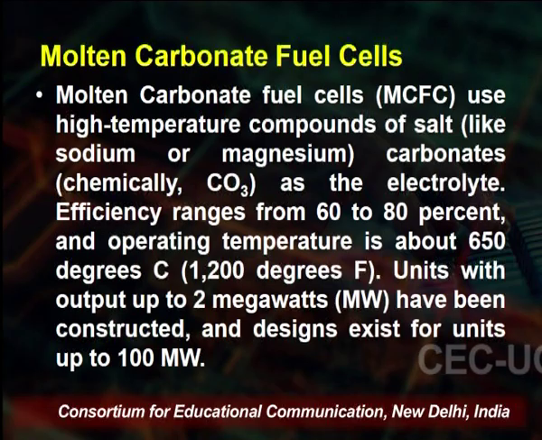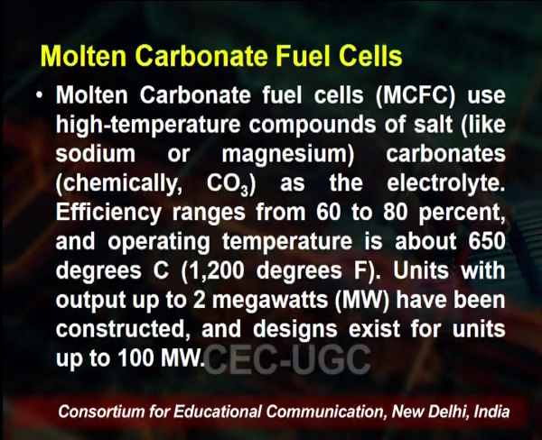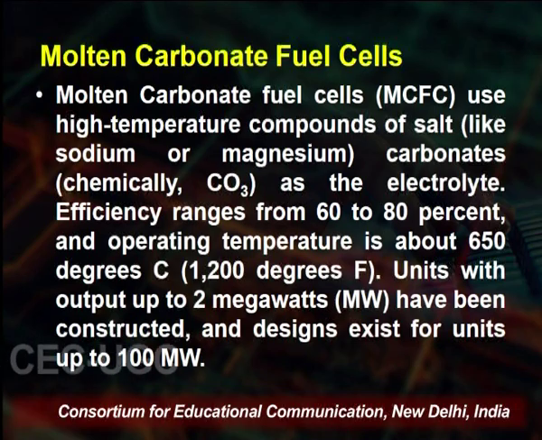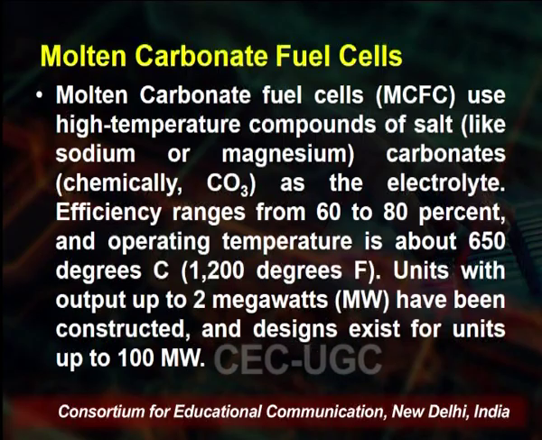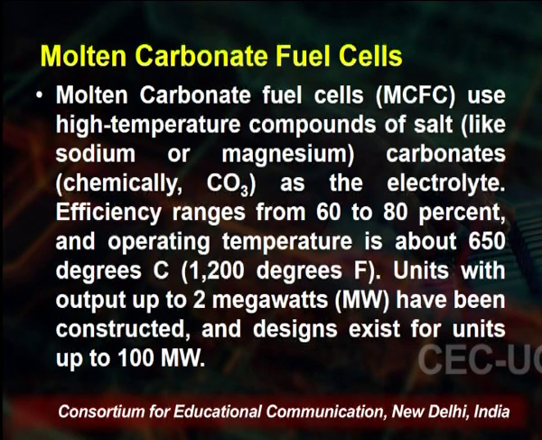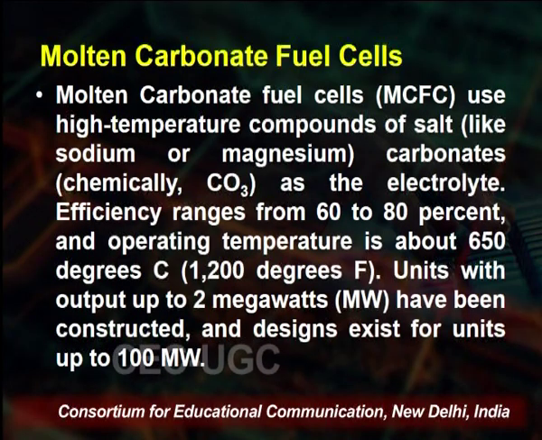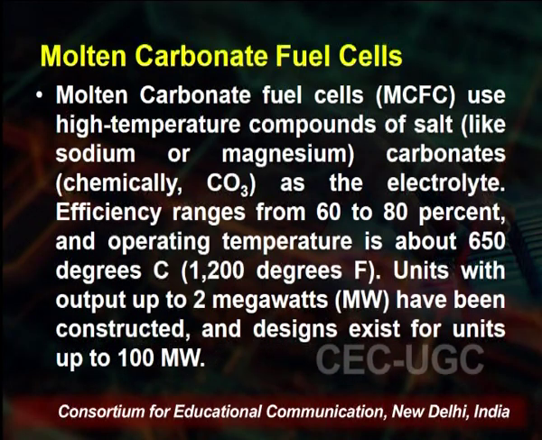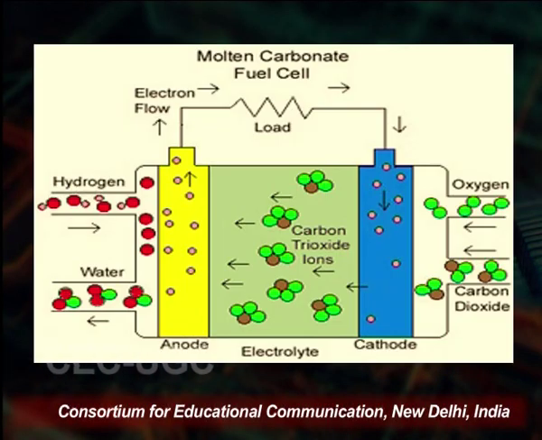Another type of fuel cell is the molten carbonate fuel cell. Molten carbonate uses high temperature compounds of salts like sodium, potassium and magnesium carbonates as the electrolyte. Efficiency ranges from 60 to 80% and operating temperature is about 650 degrees centigrade or 1200 degrees Fahrenheit. Units with output up to 2 megawatts have been constructed, and designs exist for units up to 100 megawatts.